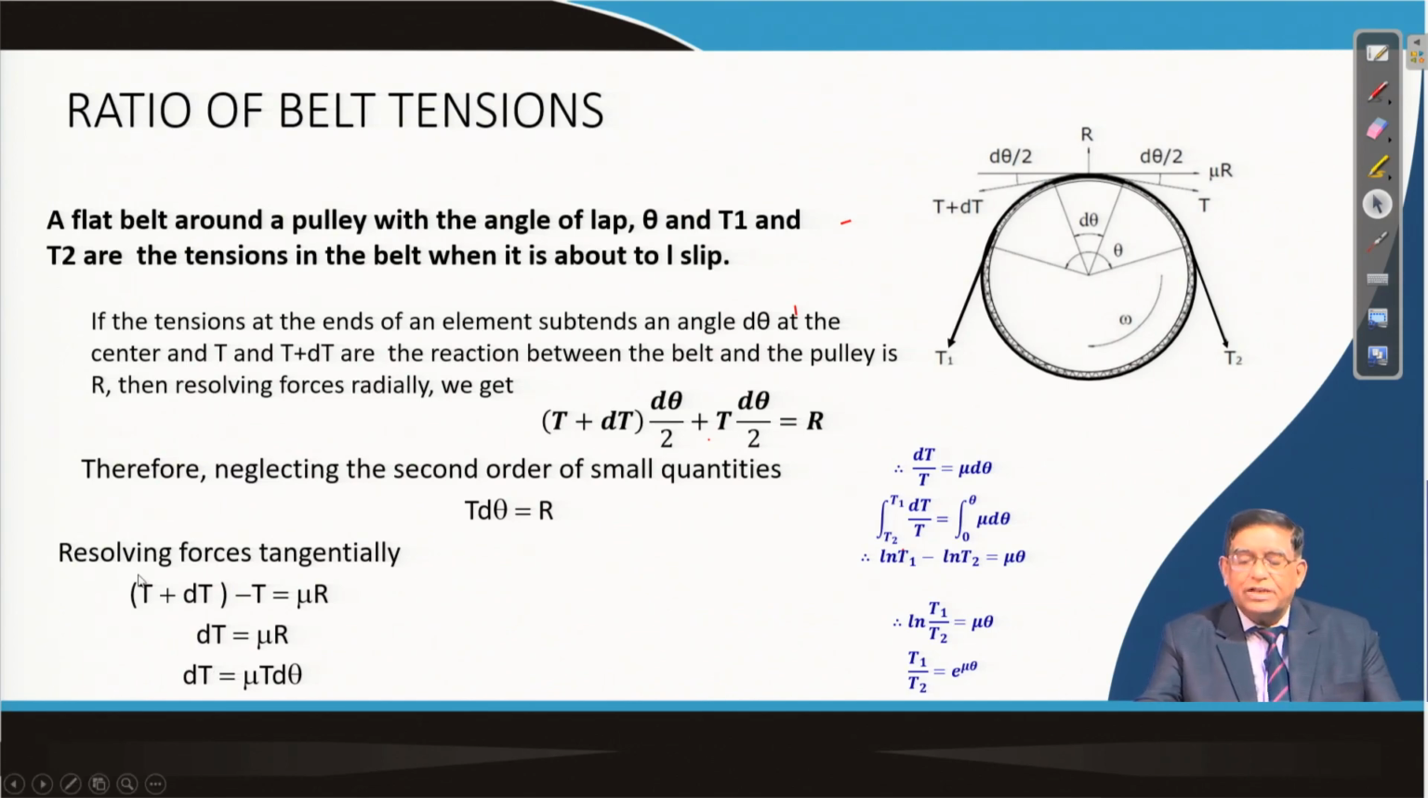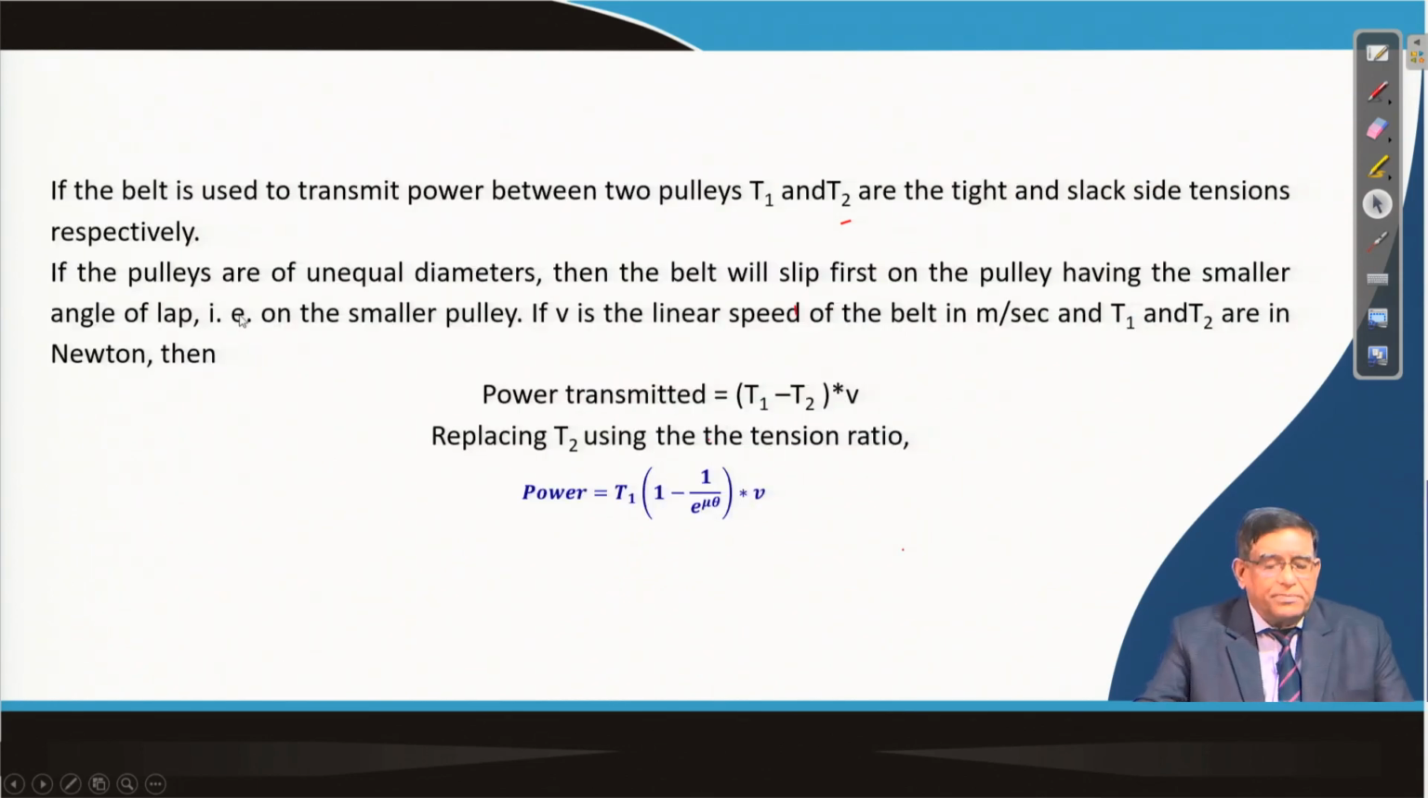So, this tension ratio, as you have seen in these derivations, if this is your tight side and this is your slack side, then T1 by T2 is equal to e to the power mu theta. So if the belt is used to transmit power between two pulleys and the tight and slack side tensions T1 and T2 are given, then you can calculate.